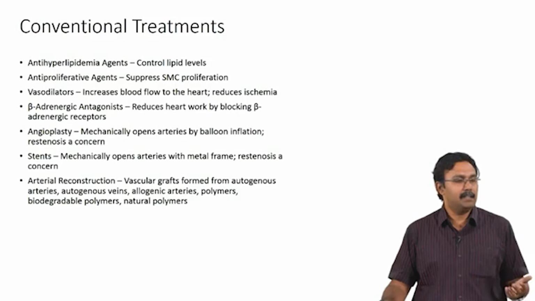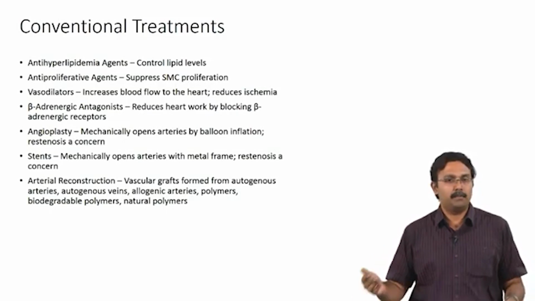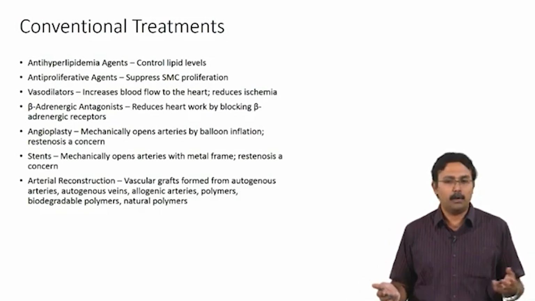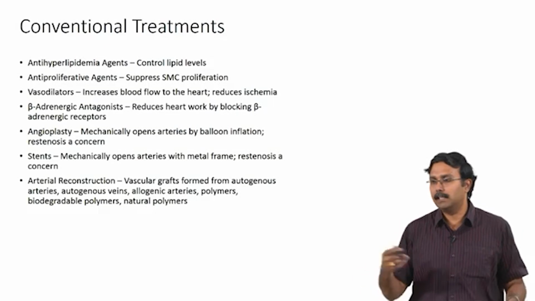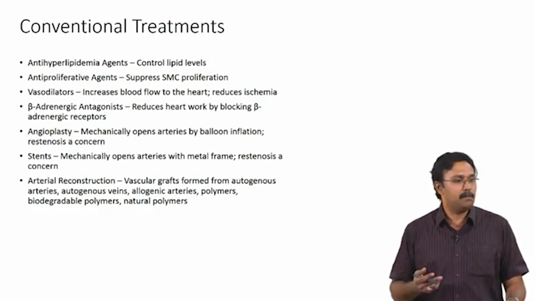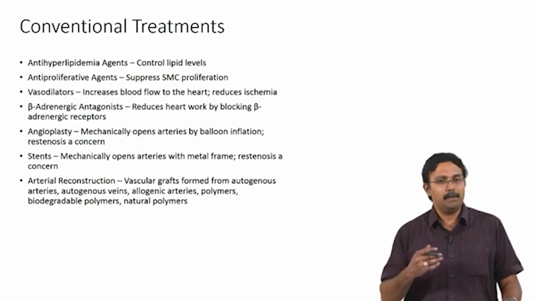You have arterial reconstruction which is possible, where vascular grafts from autologous sources can actually be reconstructed. You can also use polymers and other materials. So, people have even tried using biodegradable polymers as a temporary fix while the actual plaque is being treated. So, there have been many strategies.